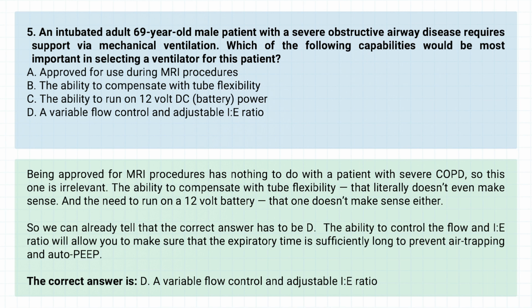The ability to control the flow and IE ratio will allow you to make sure that the expiratory time is sufficiently long to prevent air trapping and auto PEEP. So, we know that the correct answer has to be D, a variable flow control and adjustable IE ratio.